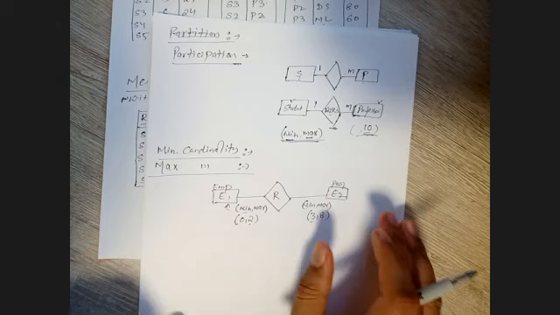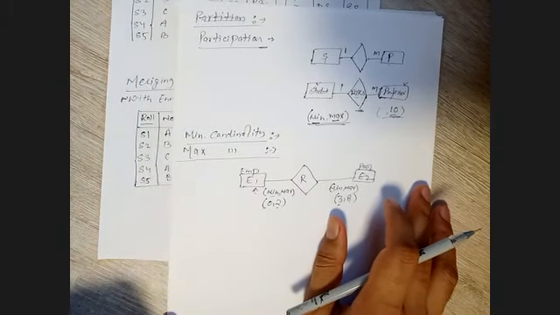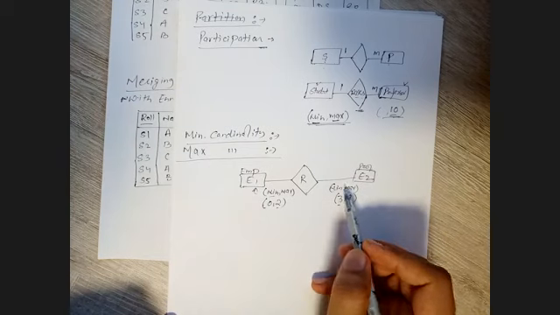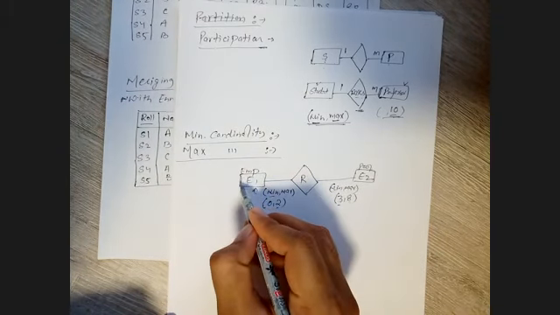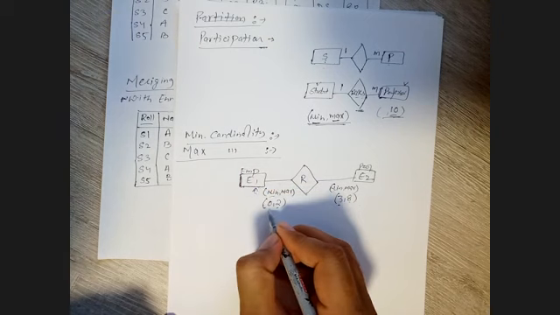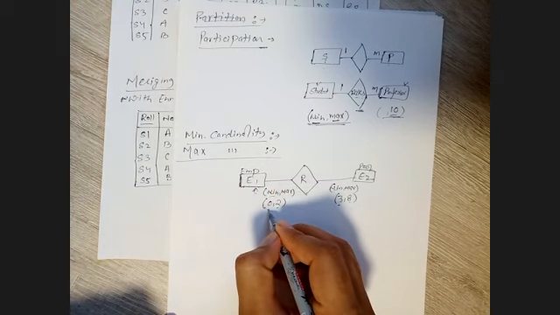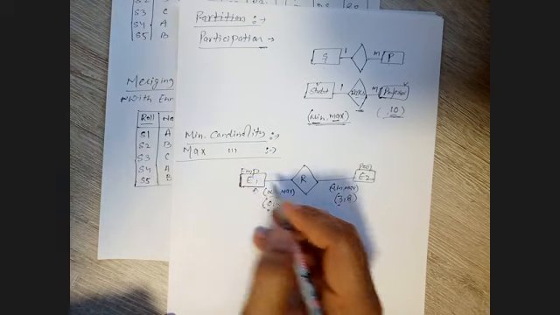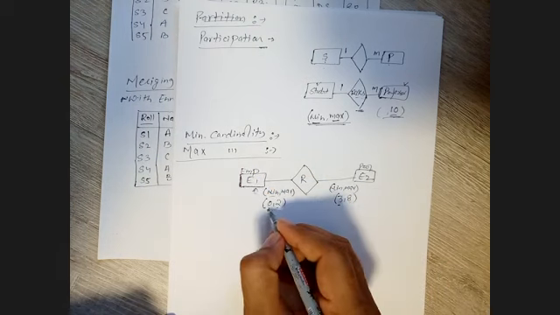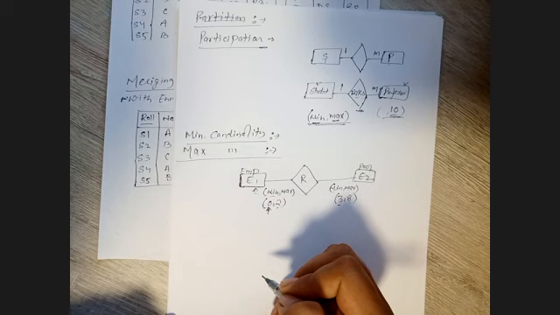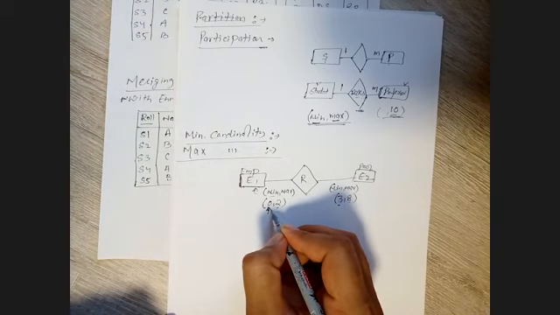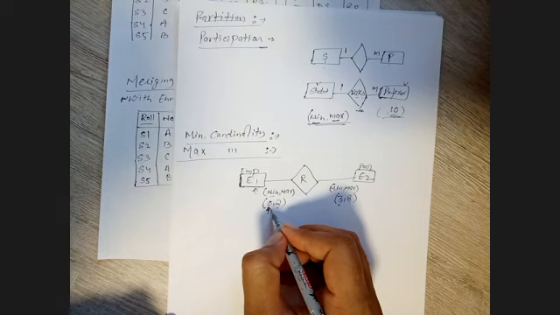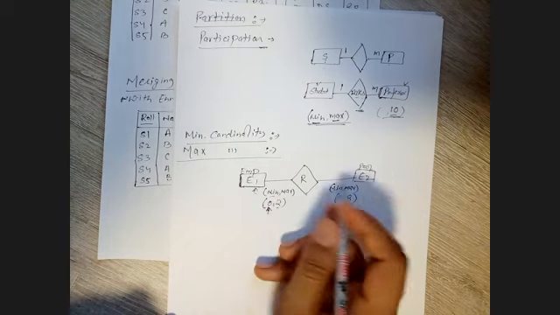So when we talk about participation, how will we understand it? See here, E1: the minimum value is 0. It means there is a possibility that E1, the employee, is not related with E2, and that's what we have with the minimum 0. So this shows a partial participation, because when we have the 0, there can be no participation.